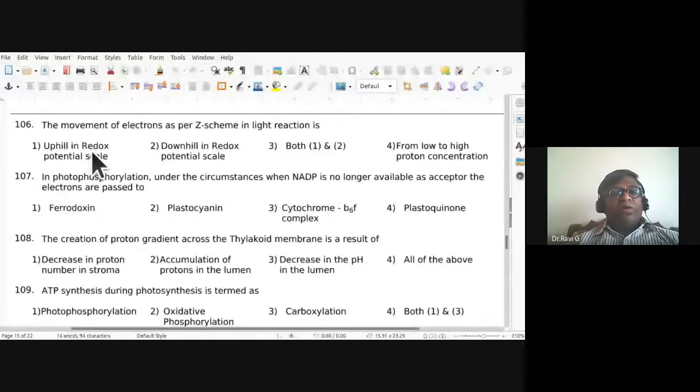106. The movement of electrons as per the Z scheme in light reaction is uphill in redox potential scale, downhill in redox potential scale, both 1 and 2, or from low to high proton concentration. So third one is right, both 1 and 2. So 106, the answer is C. There is uphill as well as downhill movement, that is why they take the shape of the Z scheme. So both 1 and 2 are correct. There is uphill in redox potential scale as well as downhill in redox potential scale.